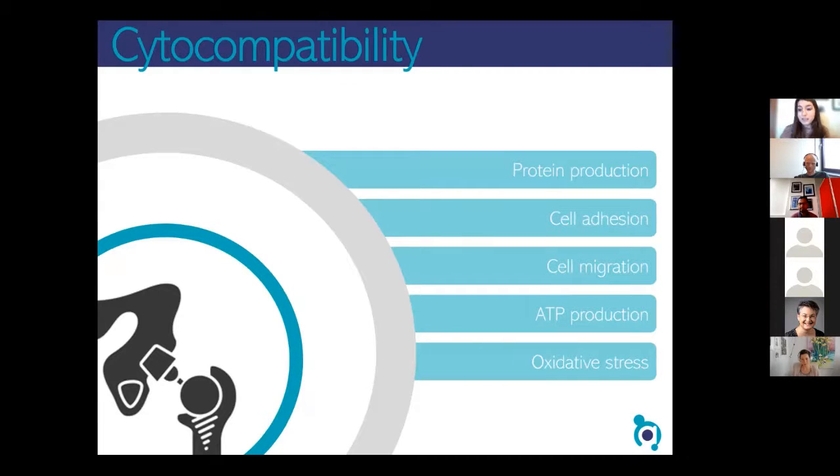However, as I said before, we should complement all those studies with something that can give us a little bit more of an idea of how that biomaterial is being accepted by those cells, such as protein production. Are there certain cytokines or proteins that we are interested in checking out? Cell adhesion, cell migration, ATP production, oxidative stress. I will give some examples of all of this by the end of my presentation so you can have an idea of what we're talking about.